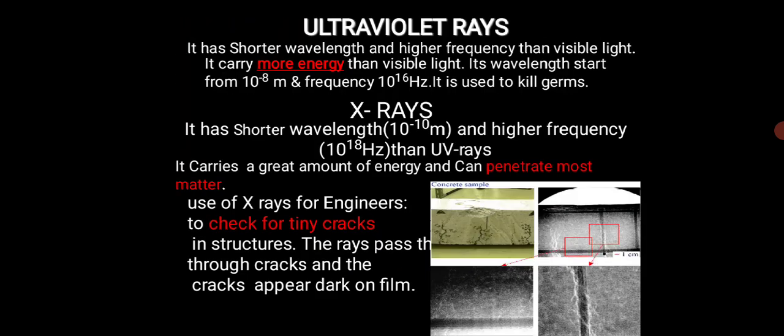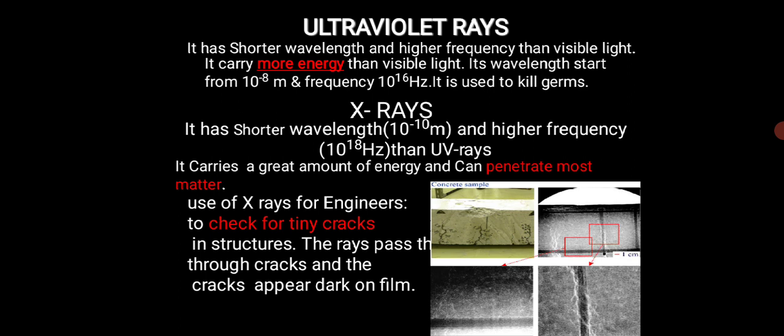Then ultraviolet rays. It has shorter wavelength and higher frequency than visible light. It carries more energy than visible light. Its wavelength starts from 10^-8 meter and frequency 10^16 hertz. It is used to kill the germs in the water.